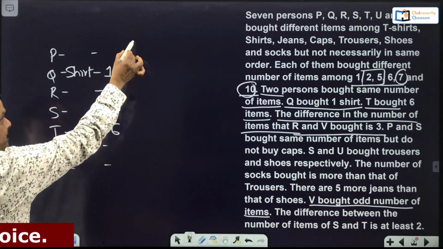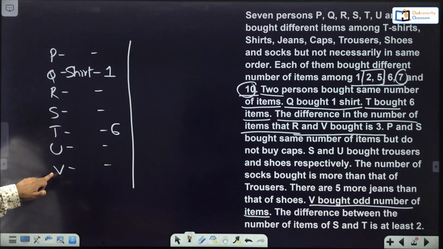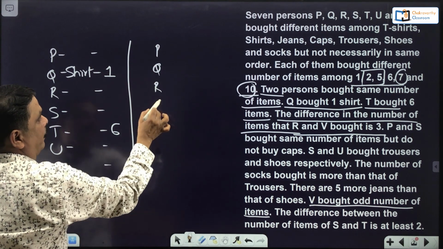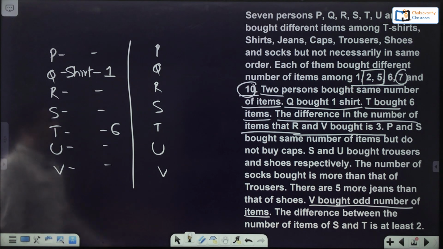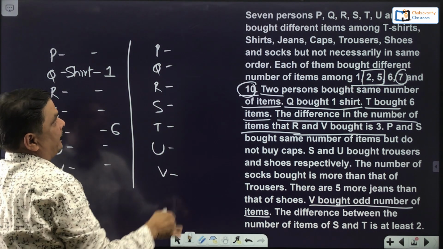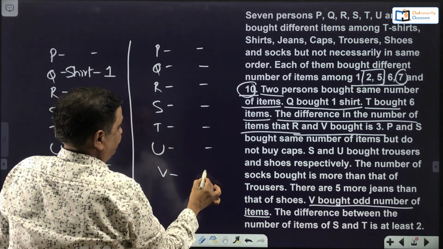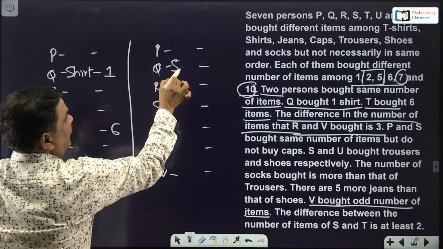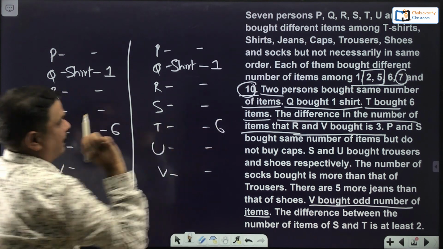I'll go for one more possibility here. You may keep the base column like this only, but for your sake I am writing here P, Q, R, S, T, U and V to avoid the confusion every time here. Right? Now here again the same thing, number of items here, name of the item here and the number of items here. That's it. Now these two data are same. For Q it is shirt and 1. For T 6 number of items.